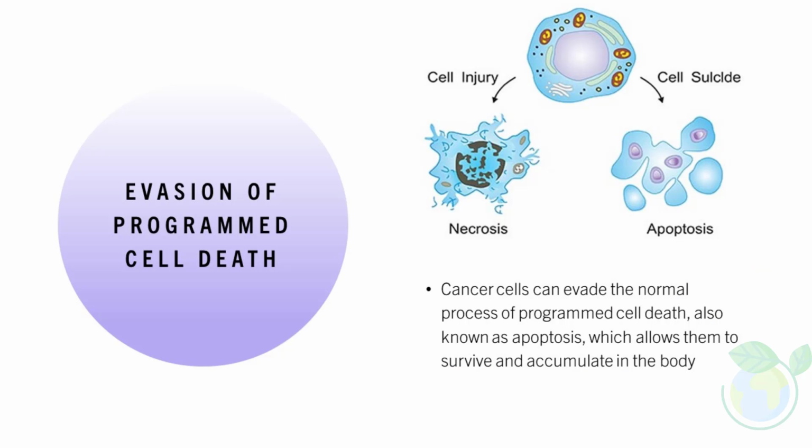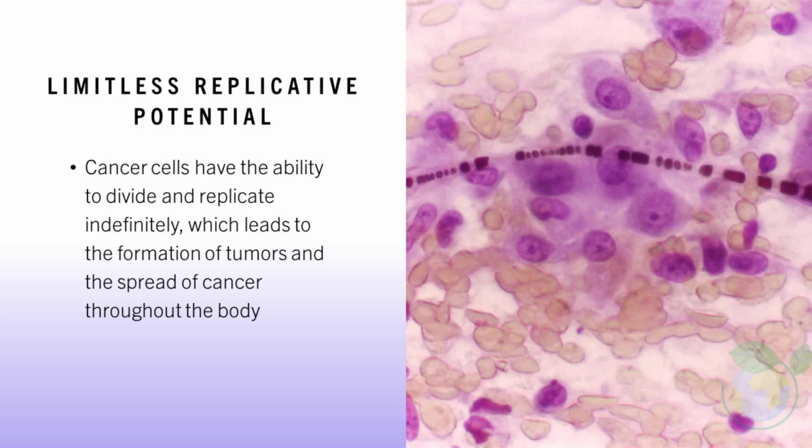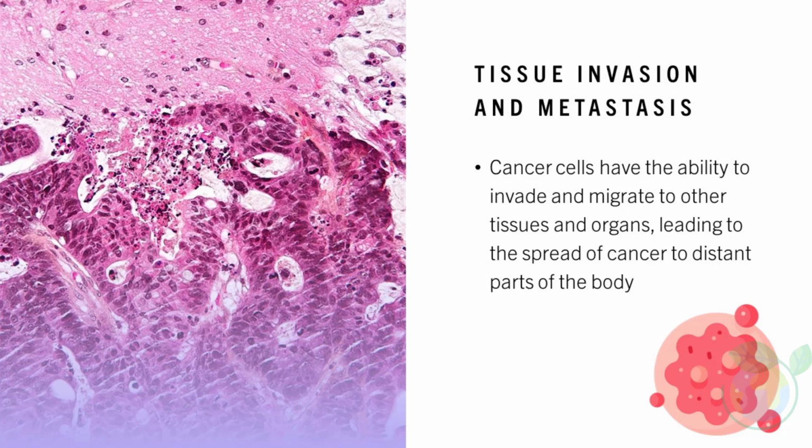Evasion of programmed cell death. Cancer cells can evade the normal process of programmed cell death, also known as apoptosis, which allows them to survive and accumulate in the body. Limitless replicative potential. Cancer cells have the ability to divide and replicate indefinitely, which leads to the formation of tumors and the spread of cancer throughout the body.